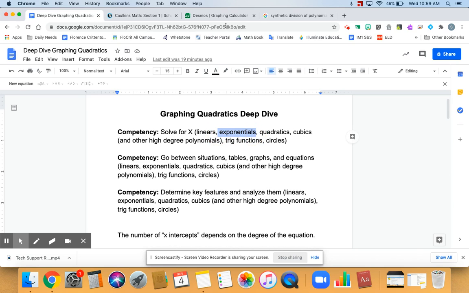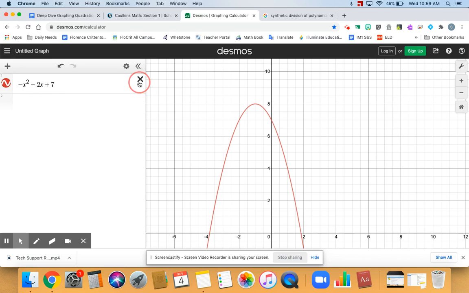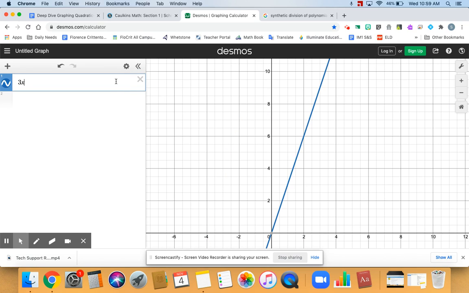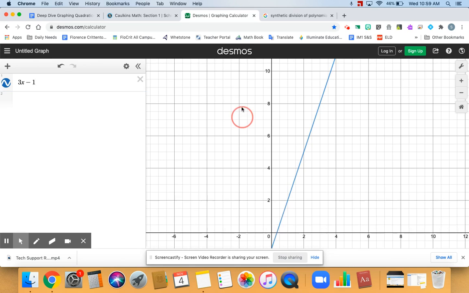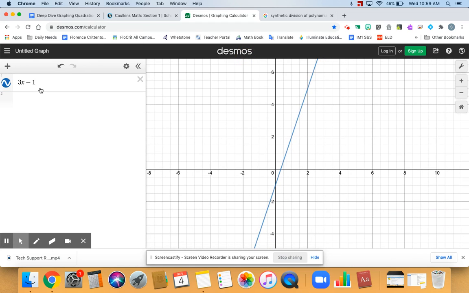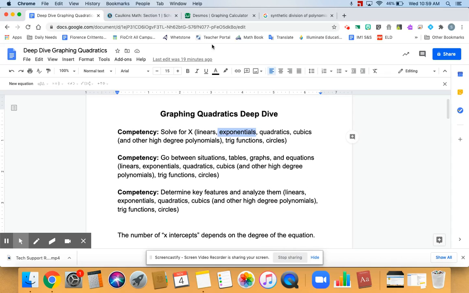So linears, if you graph a linear, it makes a straight line. So linears look something like this, and it's a straight line. And then exponentials have x in the exponent, like up here, the exponent's an x, and that makes it kind of curvy. So in year one, you have tests around these two and proving that you can solve for x. Quadratics is a huge part of year two.